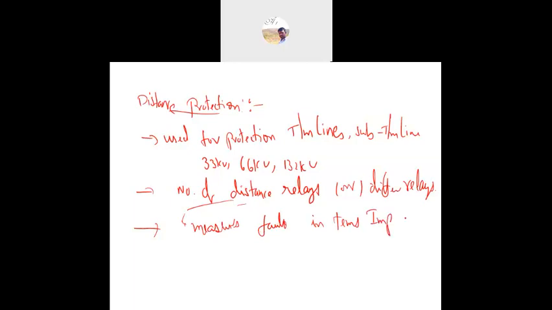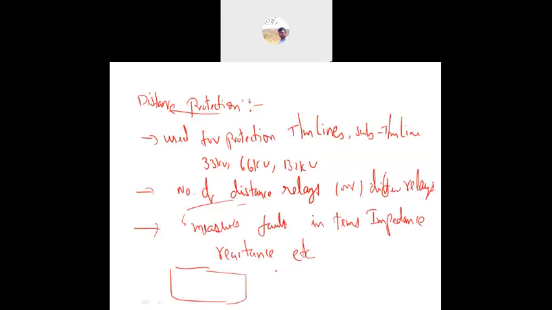Based upon the reactance and impedance value, we will measure where the fault occurs and how much distance it is from the relay. The relay operates if the point of the fault lies within the protected section. Within that limit it can measure.